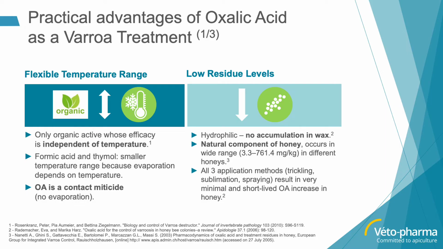Let's take a look at the practical advantages of oxalic acid as an active ingredient in Varroa treatments. First, oxalic acid treatments are the only class of organic Varroa treatments that are largely independent of temperature. In comparison, formic acid and thymol treatments can only be used in a smaller temperature range, because these active substances evaporate in the hive at a rate dependent on temperature. If temperatures are too high, these actives cannot be applied because they are released at higher rates and can become toxic to the bees. If temperatures are too low, the release is too slow to offer sufficient treatment efficacy. In contrast, oxalic acid is a contact miticide. No evaporation takes place in the colonies.